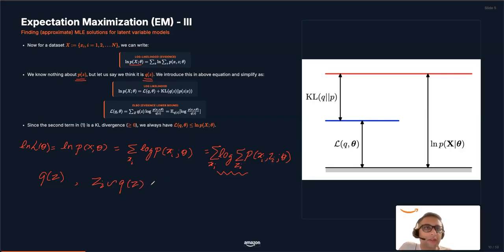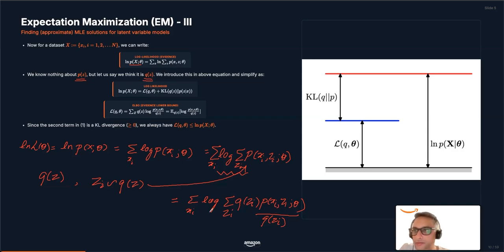So what I will do is I will introduce this Q of Z in this equation. Okay. And I will write this. So we have summation with respect to Zi, Q of Zi and P of xi, Zi, theta by Q of Zi, right? So I'm just introducing it and then I am doing some mathematical conversions. Okay, so all I do is I do some mathematical conversions. Okay, and with that you will reach this equation here.